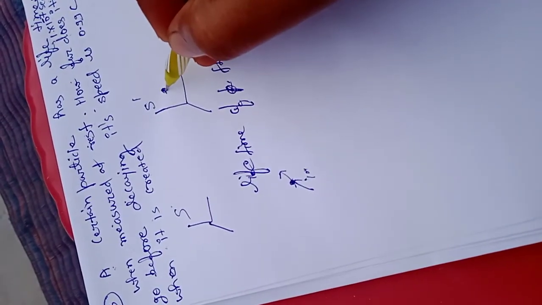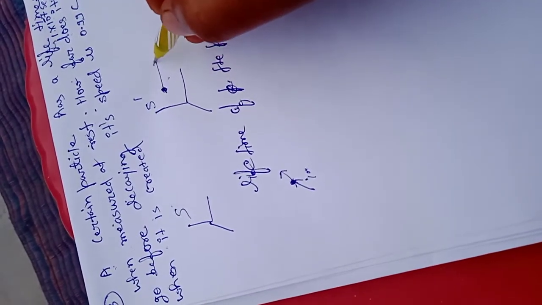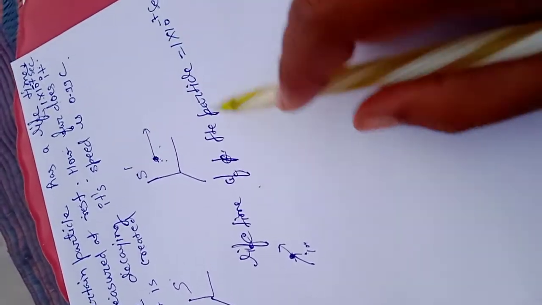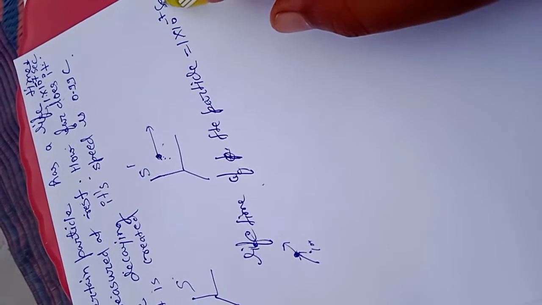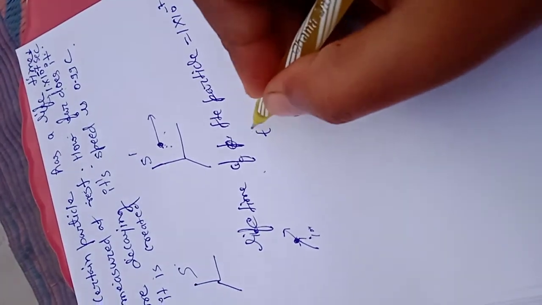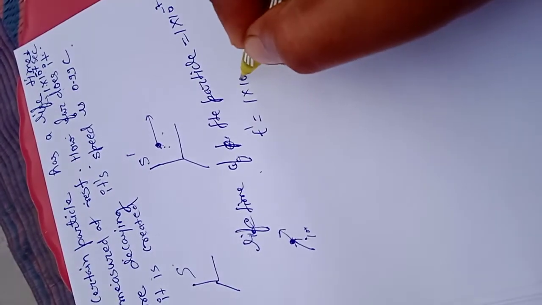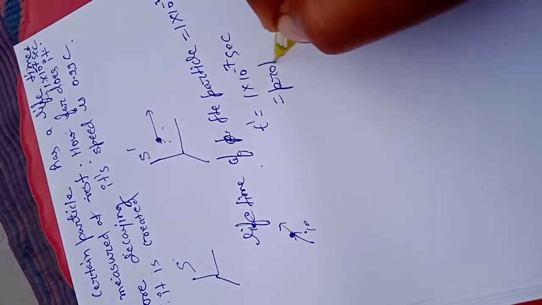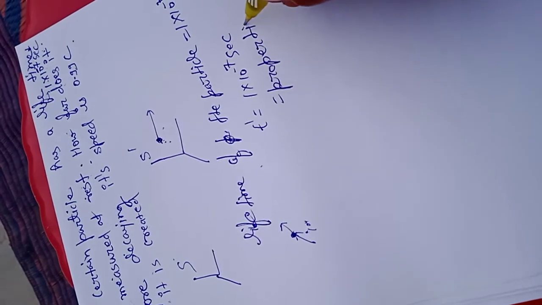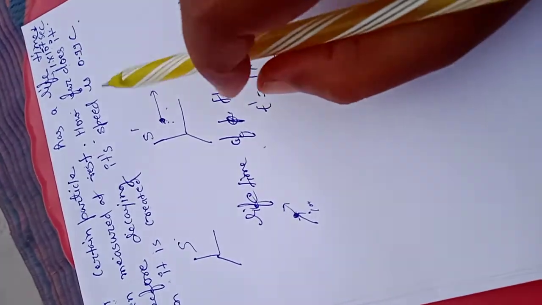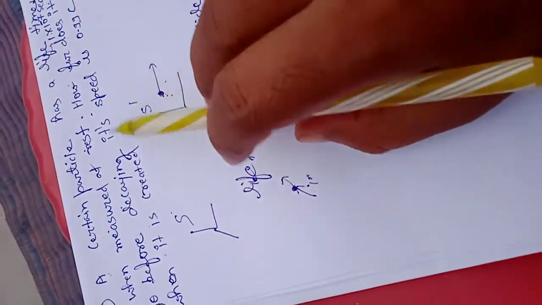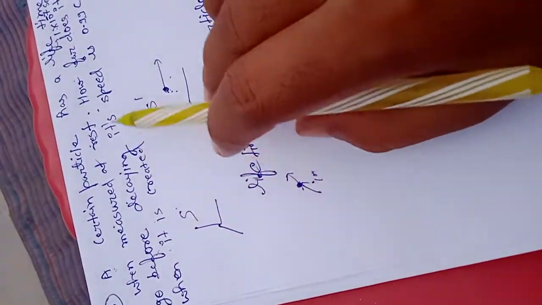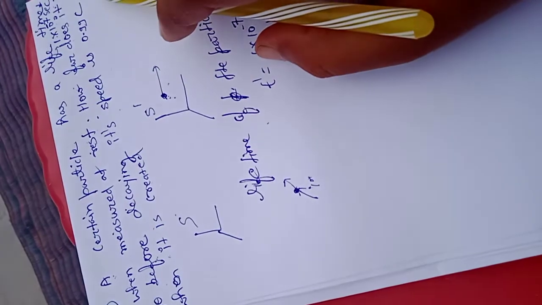So the particle is here, and when it is created it is at rest, and the time of the particle is 1 into 10 to the power minus 7 second. So t dash will be 1 into 10 to the power minus 7 second. This is the proper time. Now the question is, how far does it go before decaying? Its speed is 0.99 c.